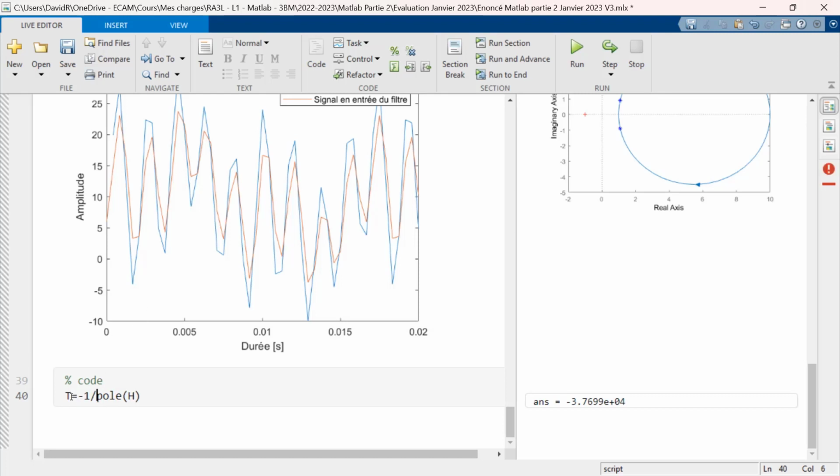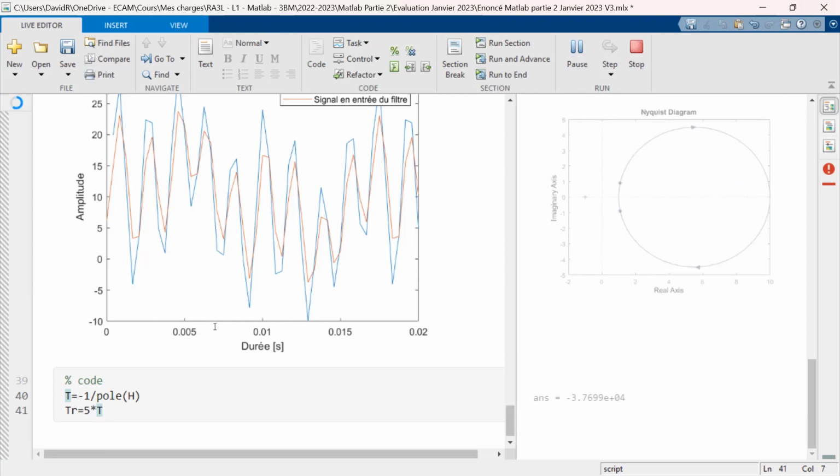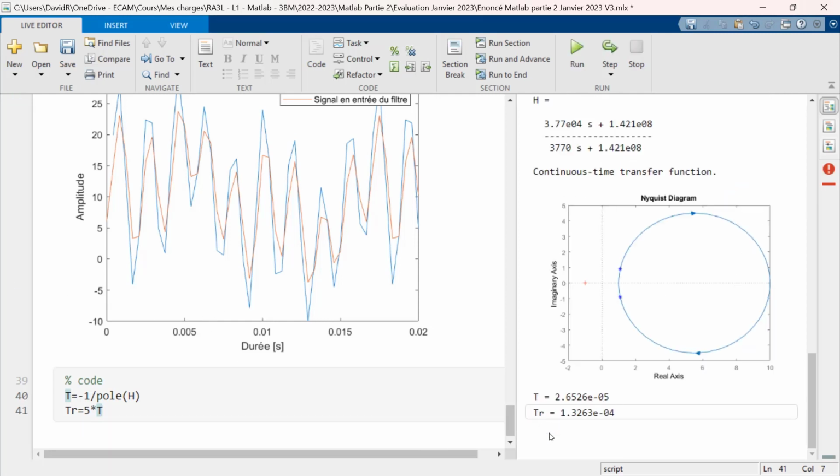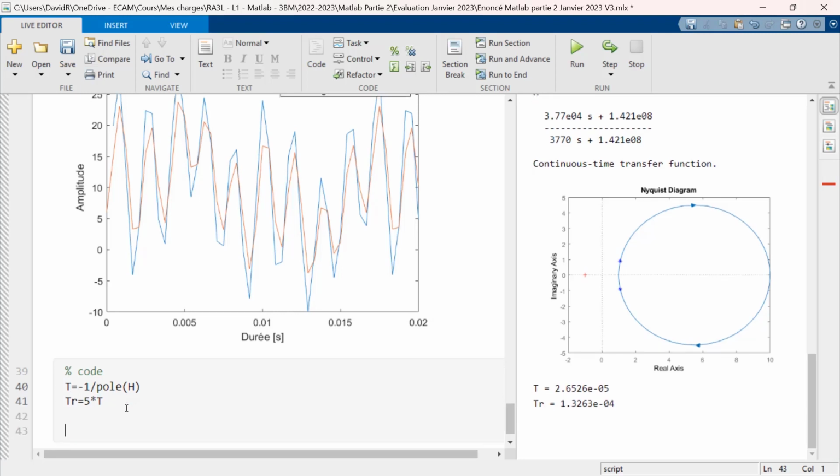On sait qu'après 5 fois cette constante de temps, on aura atteint le régime établi. Et donc on peut venir estimer comme ça quelle est la durée de la phase transitoire. Et vous voyez que c'est une durée extrêmement courte, 1.32 10 exposant moins 4. Donc on est sur un système qui a un transitoire qui est absolument très court.